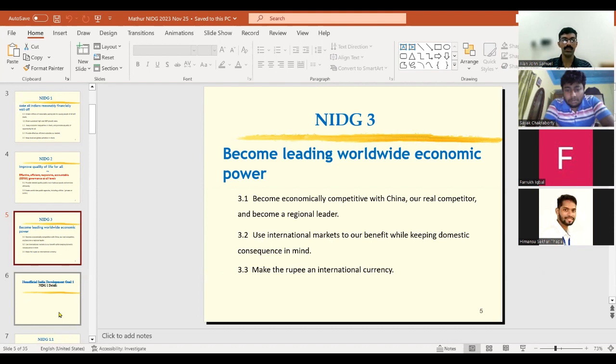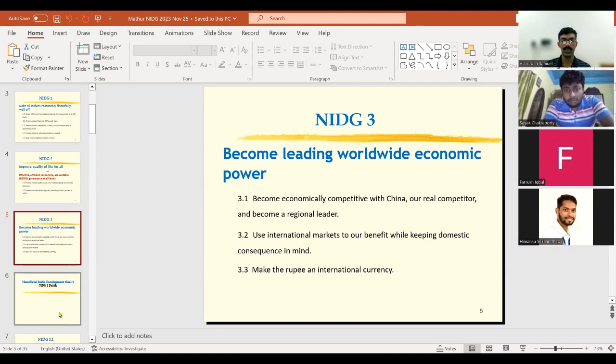And number 2, use international markets to our benefit while keeping domestic consequences in mind. These are the lessons we have learned from globalization, that over-reliance on international markets, whether it is for goods or services or funds, can be a bit disruptive at times to the local economy.